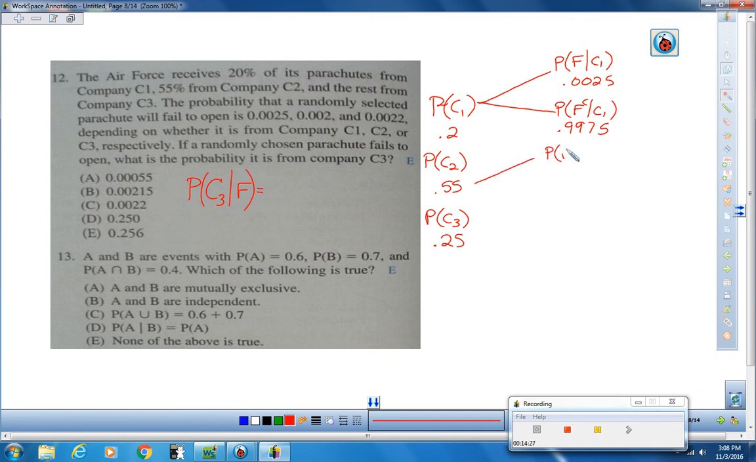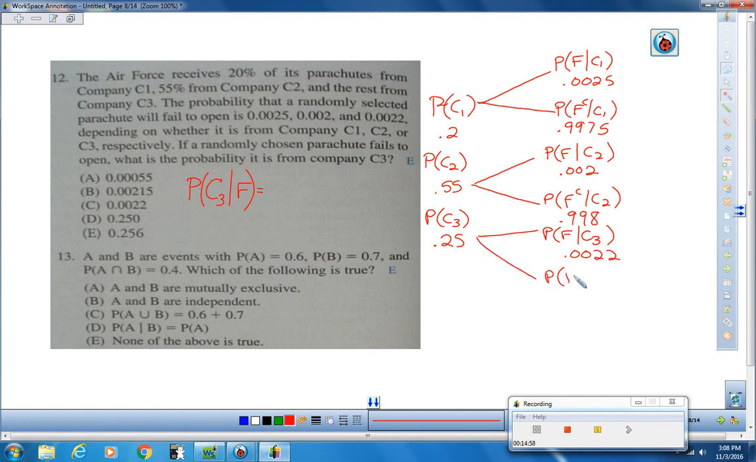The probability that it fails to open, given that it's come from Company 2, is 0.002. Again, the not failing has to go in here, and that would be 0.998. And then the probability that it fails to open, given it's from Company 3, is 0.0022. And the probability that it does not fail to open, given that it's from Company 3, is 0.9978. So I've written out all possible events.